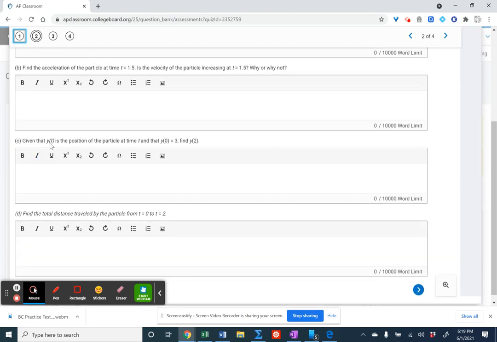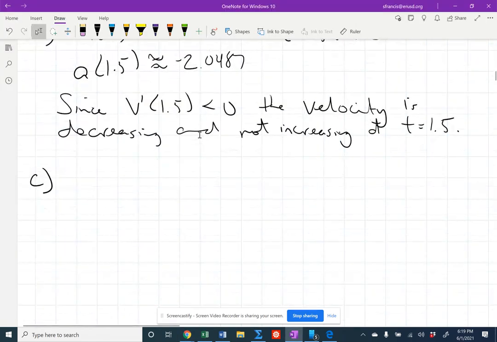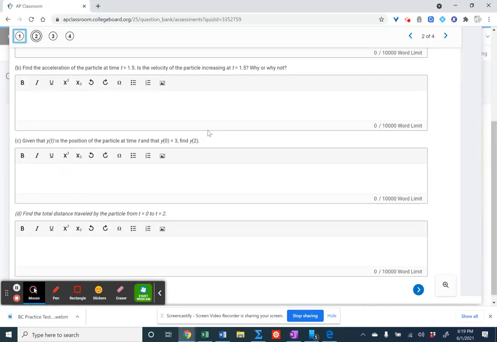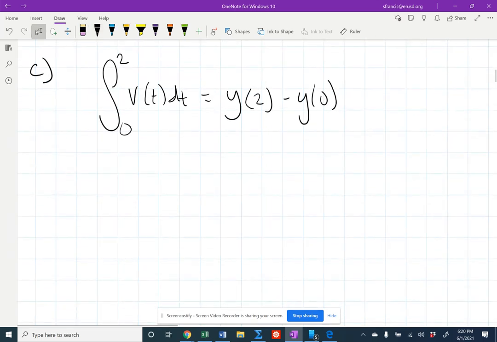Given y of t is the position function of the particle at t, and y of 0 is equal to 3, find y of 2. We use the fundamental theorem for this. If I take the integral from 0 to 2 of this velocity function, that's going to be y of 2 minus y of 0 by the fundamental theorem. Now this left side, I can do on the calculator. y of 2 is what I'm looking for. y of 0 is 3, so I'll put 3 in there.